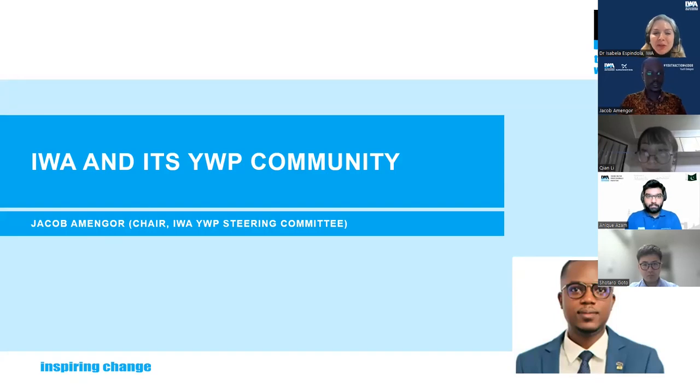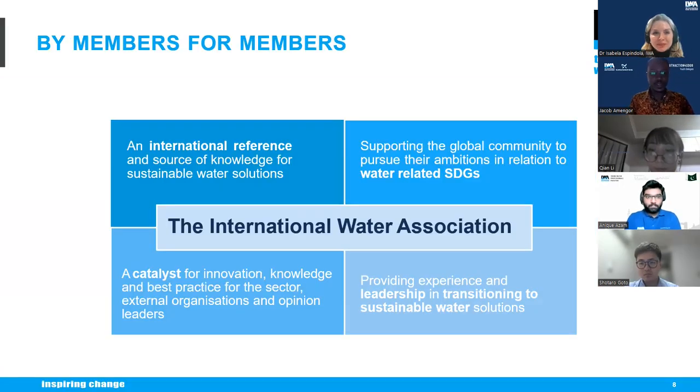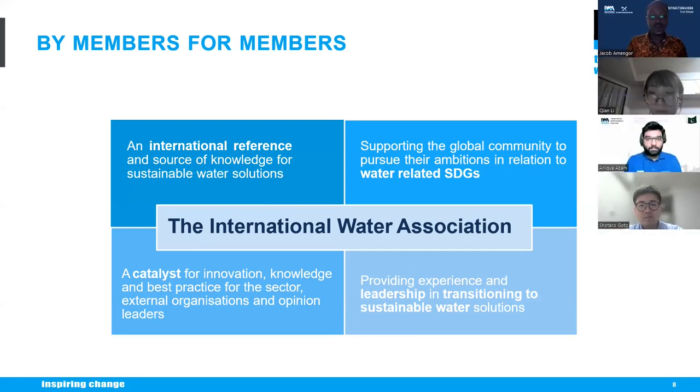Yes. Perfect. Just let me know when you want me to move your slides. Okay, next slide. Thank you very much. So the International Water Association is an association with a 70-year heritage in bringing together professionals from about 130 countries. It serves as an international reference and source for knowledge and sustainable water solutions, and supports the global community to pursue their ambitions in relation to the water-related SDGs. It's also a catalyst for innovation, knowledge, and best practices for the sector, external organizations, and opinion leaders, and provides experience and leadership in transitioning to sustainable water solutions.